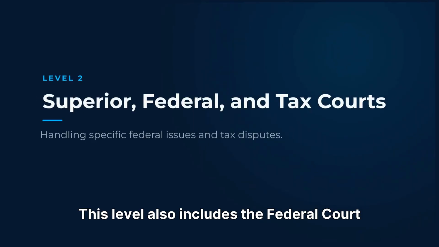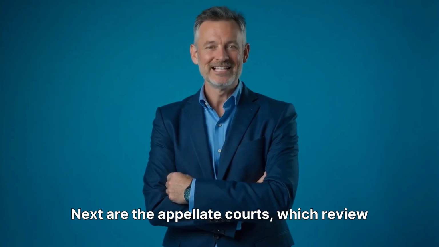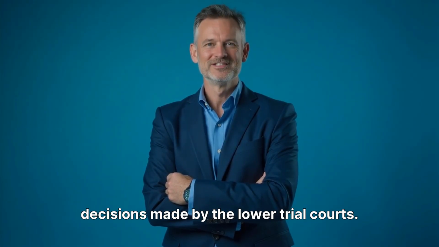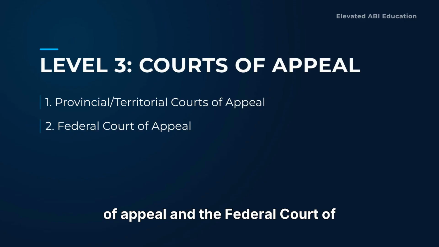This level also includes the federal court and the tax court for specific federal issues. Next are the appellate courts, which review decisions made by the lower trial courts. These include the provincial and territorial courts of appeal and the federal court of appeal.